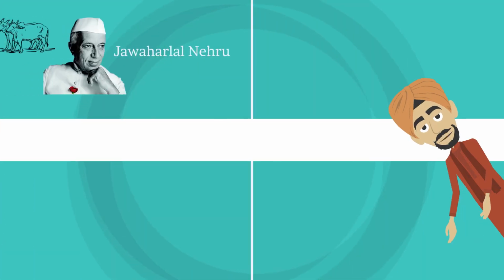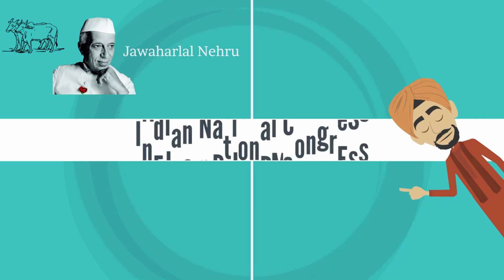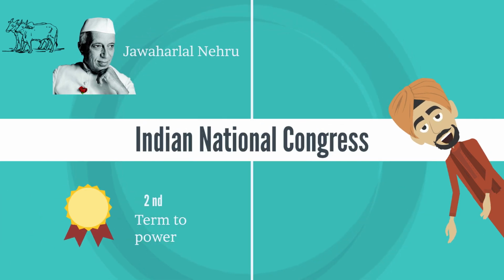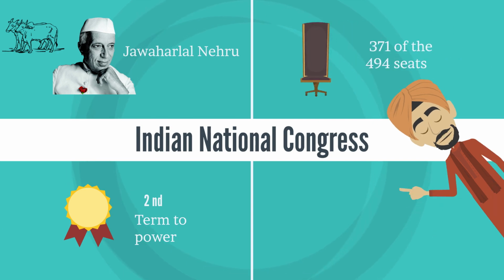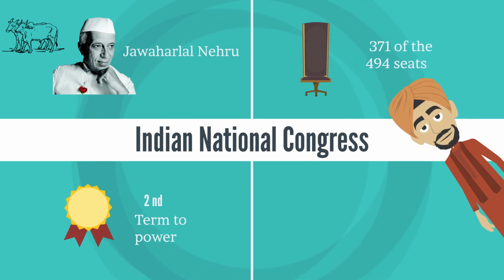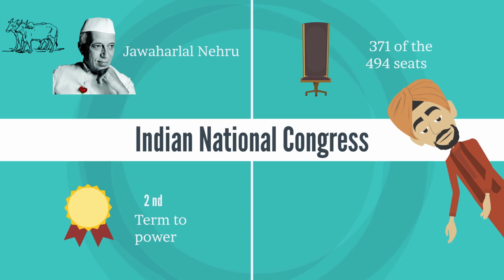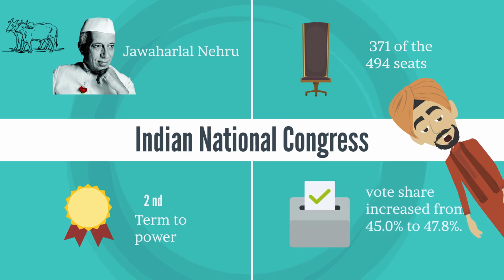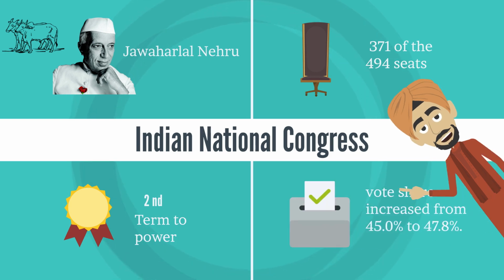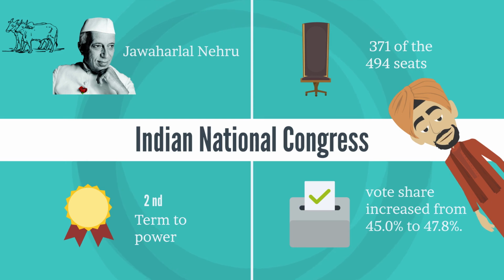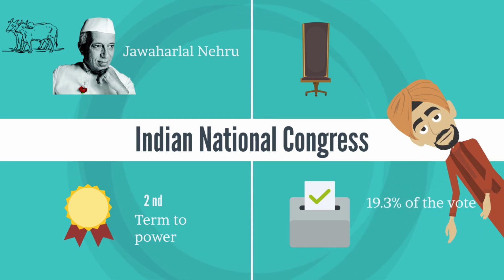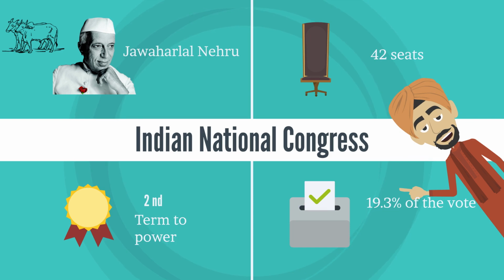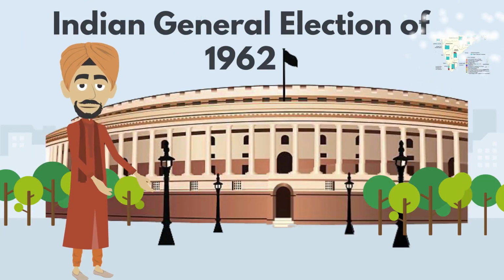Under the leadership of Pandit Jawaharlal Nehru, the Indian National Congress easily won a second term to power, taking 371 out of the 494 seats. They gained an extra 7 seats, with the size of the Lok Sabha having been increased by 5, and their vote share increased from 45% to 47.8%. In addition, 19.3% of the votes and 42 seats went to the independent candidates, the highest of any Indian general election till now.